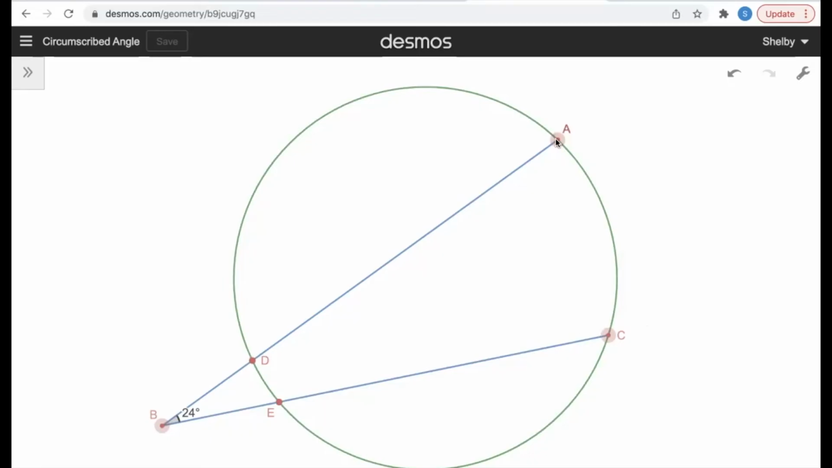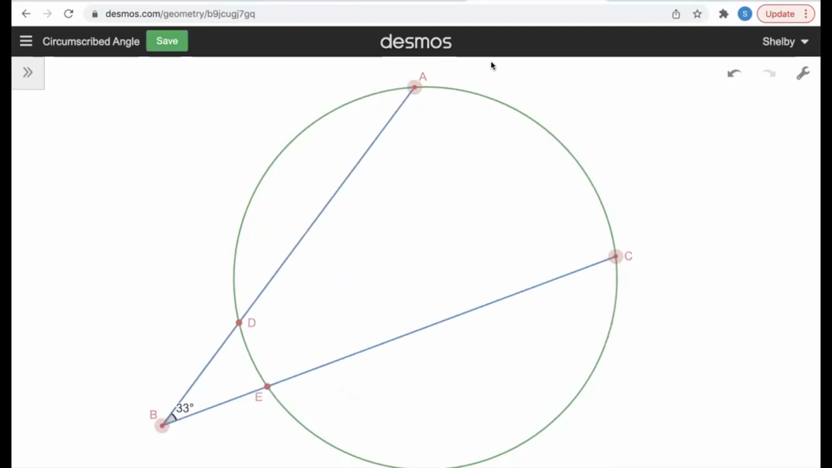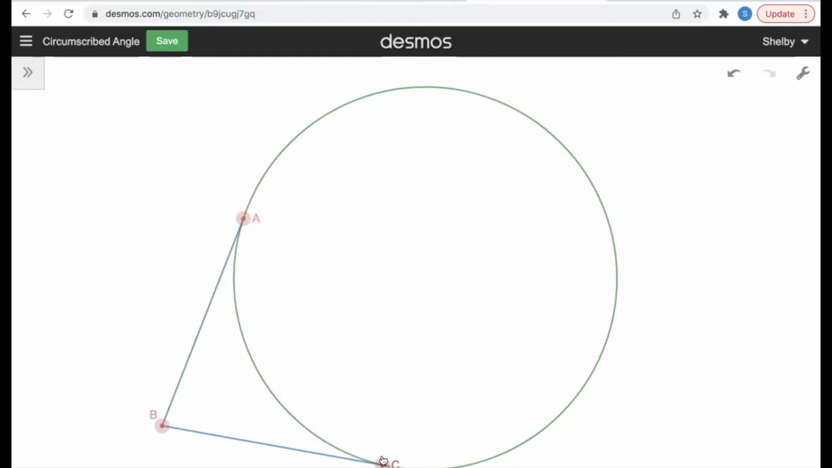But if I move around points A and C, we're still looking at a circumscribed angle. Even if I move this so that A and D are really just the same point, in which case this is now a tangent line. It touches the circle exactly once. And this is still a circumscribed angle. So a circumscribed angle can be formed by either 2 secant lines, 2 tangent lines, such as this, or one secant line and one tangent line.